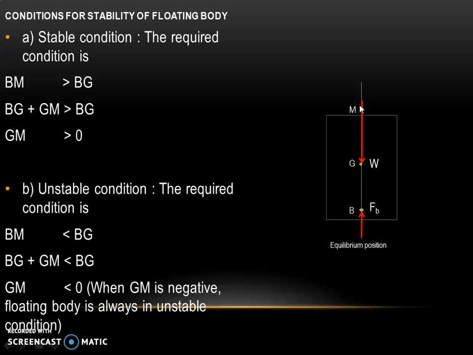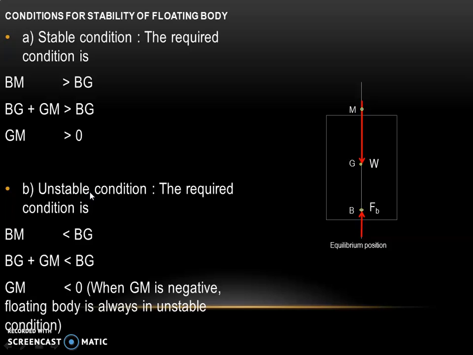But BM is sum of BG and GM. So, BG plus GM should be greater than BG. And we can write that GM, that is metacentric height, should be greater than 0. The value of GM which we get from the equation to find metacentric height should be positive. And we say that the body is in stable condition if the value of GM turns out to be positive.